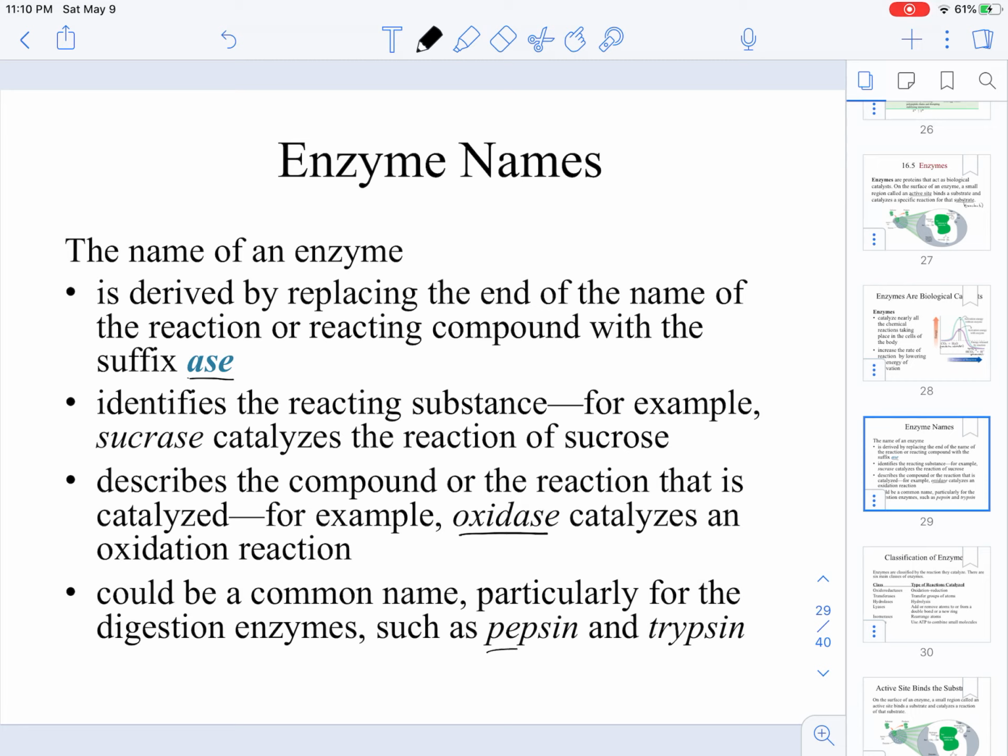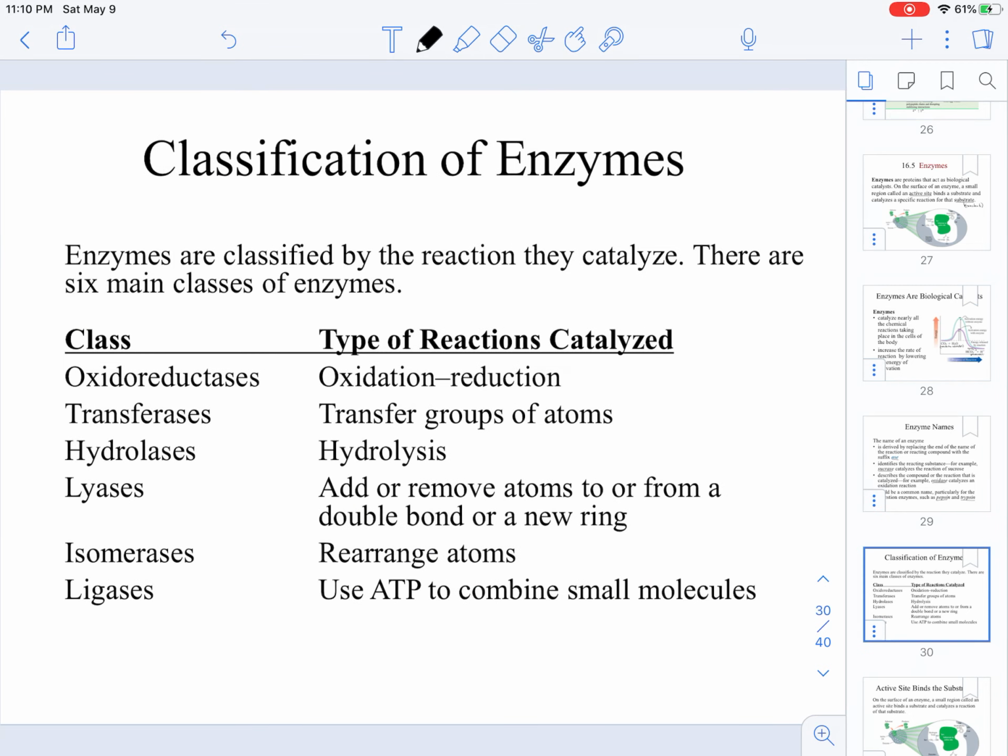So for example, pepsin and trypsin. These enzymes specifically are going to cut peptide bonds, okay? But sometimes enzymes even have the name of their substrate. So as you can see, sucrase, which catalyzes the hydrolysis of sucrose, has incorporated in its name the substrate that it interacts with. Enzymes can be classified based on the type of reaction that they catalyze. And there are 6 types of enzymes that you need to be familiar with.